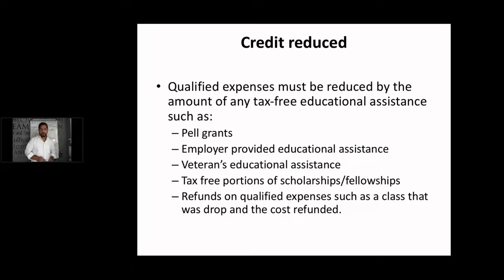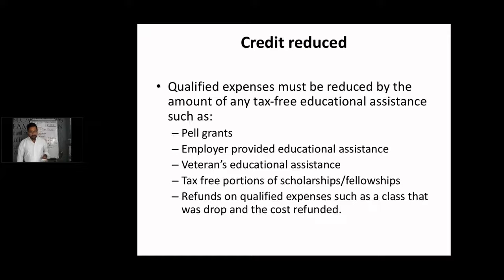When is the credit reduced? The credit is going to be reduced, a portion of it or completely, whenever you have one of these situations. If you have a Pell Grant, if your employer pays for your school, if you have veterans educational assistance, tax-free portions, refunds of unqualified expenses such as a class. Let's say that you dropped out of a class and they gave you money back because you didn't take the class. You can't claim that as an educational expense, right?